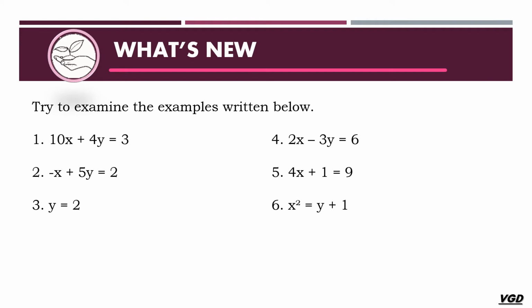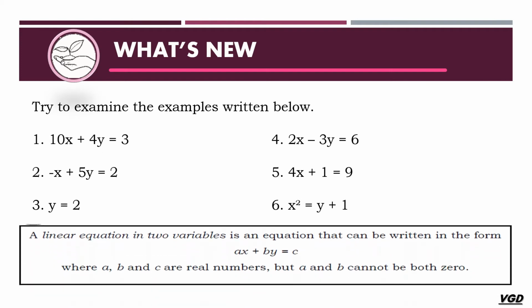So let's try to examine the following examples below. Let's check if we can write them in the form ax + by = c. Number 1, 10x + 4y = 3. Number 2, negative x + 5y = 2. Number 3, y = 2. Number 4, 2x - 3y = 6. Number 5, 4x + 1 = 9. And number 6 is x squared = y + 1.